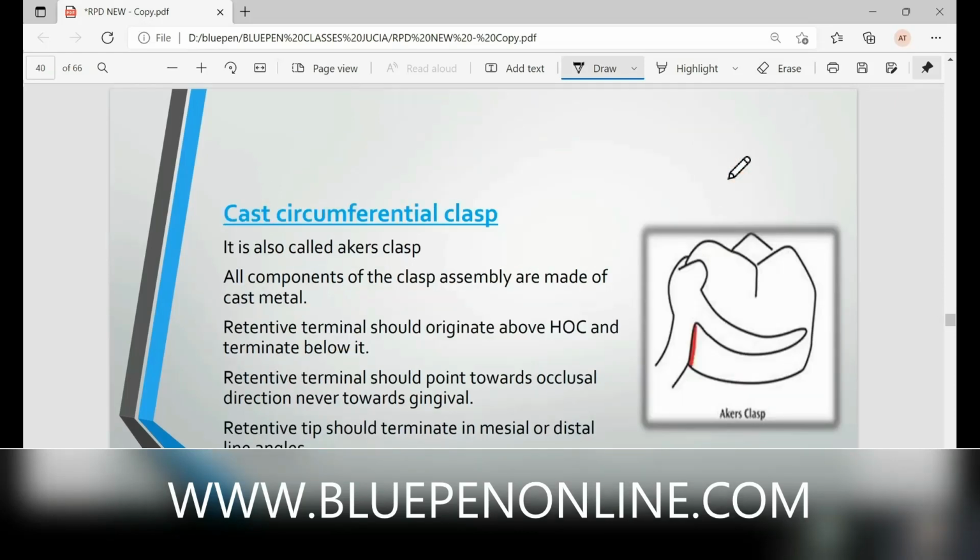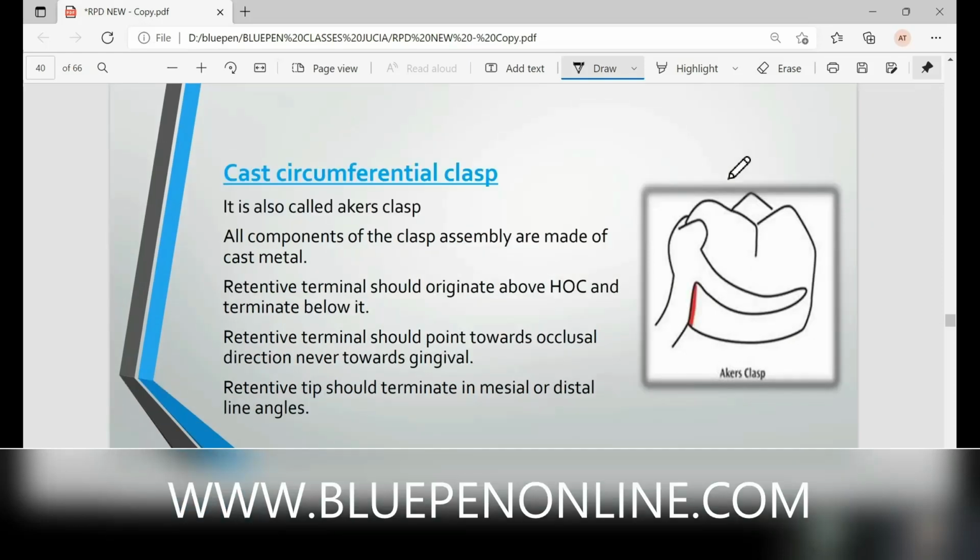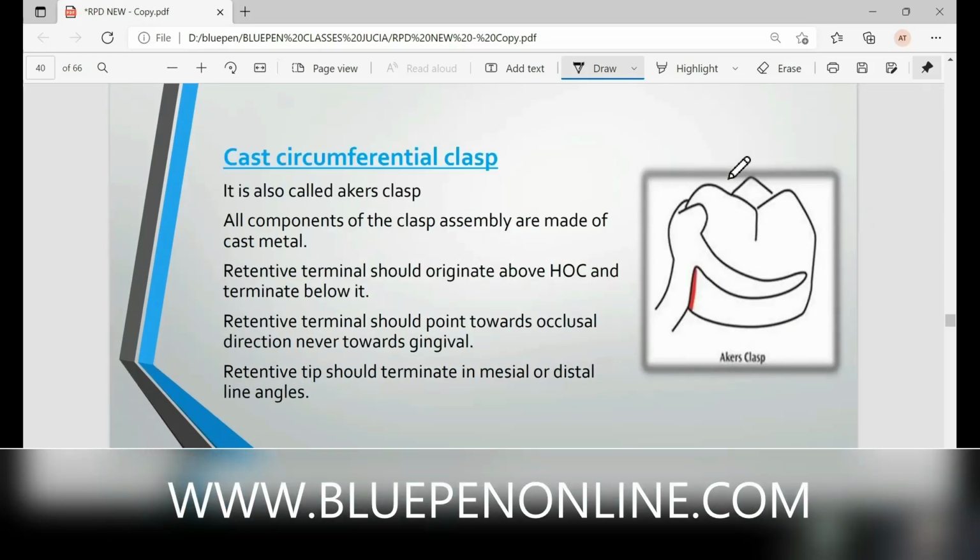The circumferential clasp is also known as the accursed clasp. In that you have two types: the combination clasp, and the clasp circumferential clasp. We see the clasp circumferential clasp first, then we will go to the combination clasp. If you see a question like accursed clasp for 2 marks, blindly write this is the C clasp only. Clasp circumferential clasp means every component is made of clasp metal. That's the reason you call it the clasp circumferential clasp.